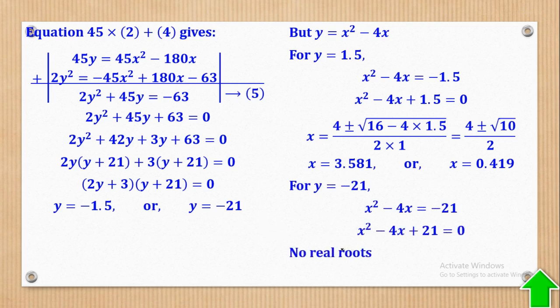So in this case, there will be no real roots. Remember the condition that if b squared minus 4ac is less than 0, then there are no real roots. In this case, b squared is negative 4 squared, which is 16, but 4 times 21 is 84, which is already greater than this. That is why there are no real roots. Therefore, the values of x they wanted are these two.